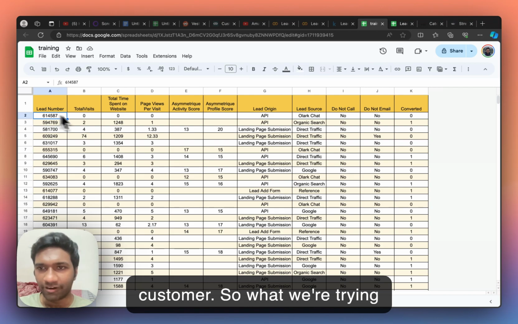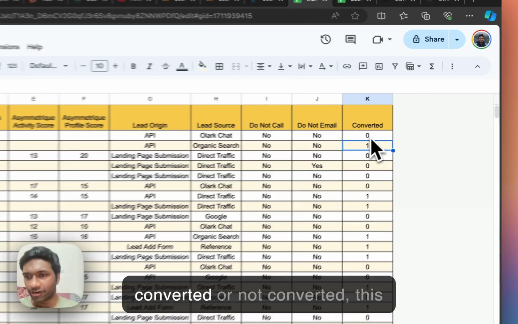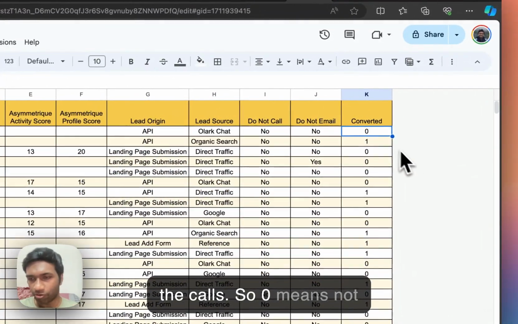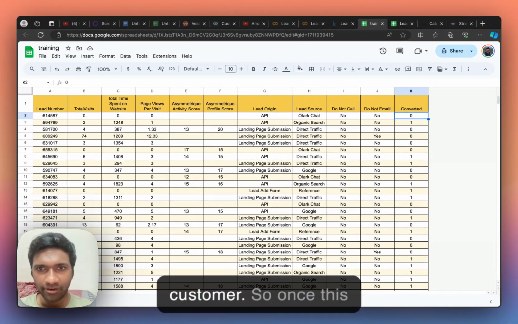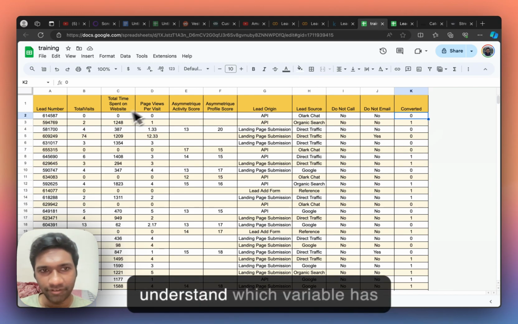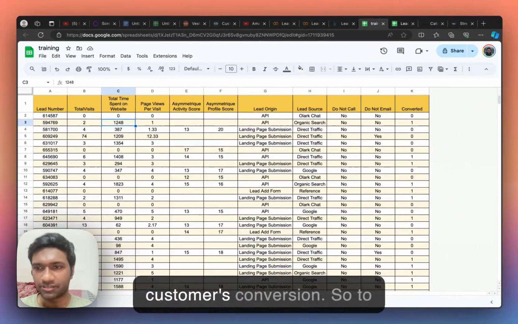So what we're trying to do here is we have recorded whether these customers have converted or not converted. This is the sample of calls, the 5% of the calls. 0 means not converted, and 1 means we were able to sell to this customer. So once this information is available, I try to understand which variable has the highest influence on the customer's conversion.